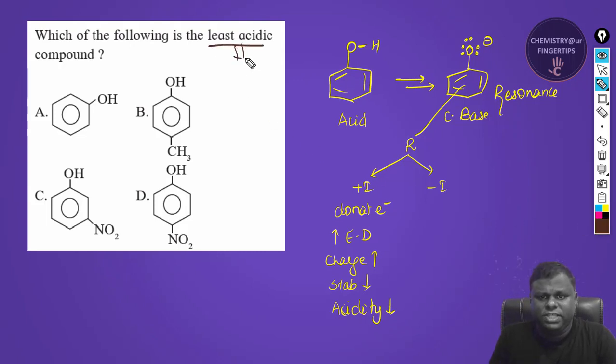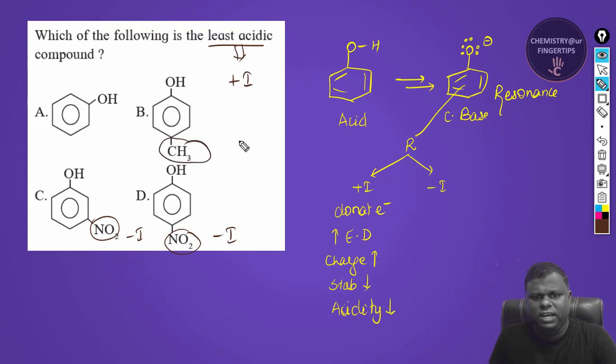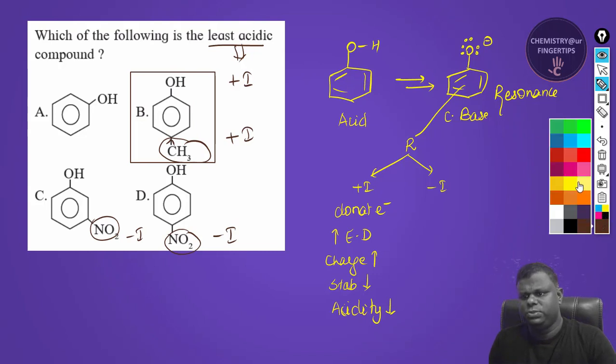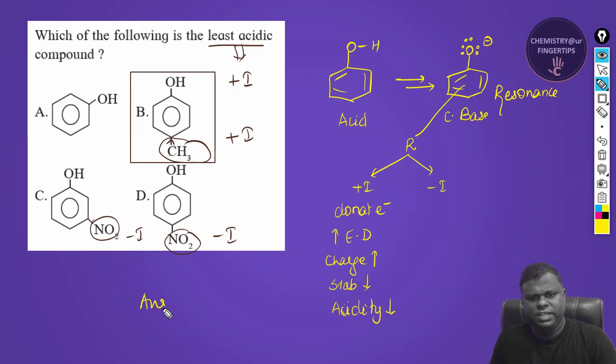Least acidic means it should have plus I groups, right? If you look here, this NO2 is minus I, this NO2 is minus I, and there is no minus or plus I in the other. Can you see these alkyl groups are plus I groups and they just donate electrons, right? So that means option B is the correct answer. This is going to be the least acidic. So the correct answer to this question is option B.